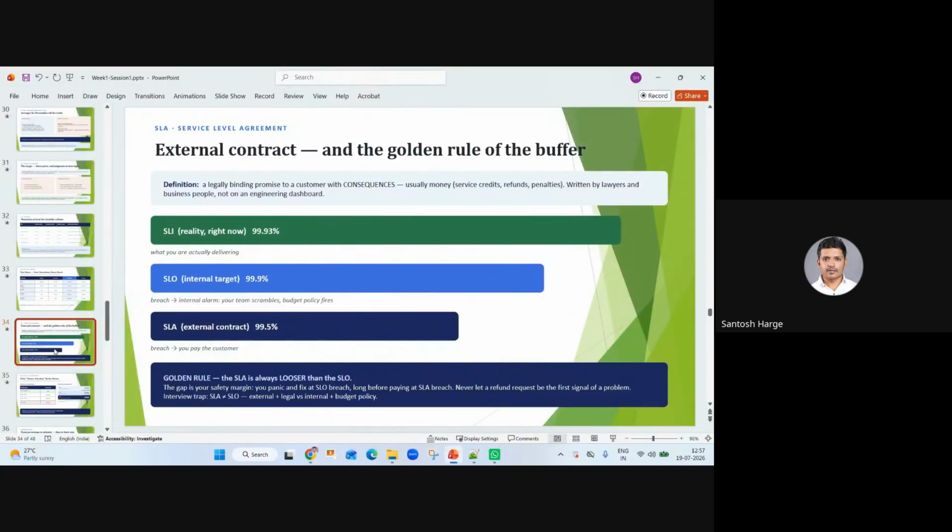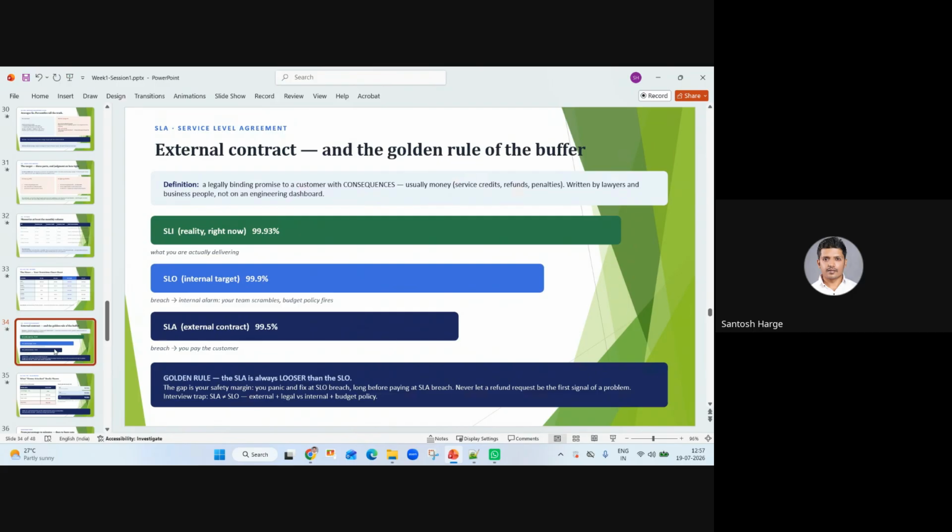We are planning to defend our system from breaching the SLA, isn't it? Otherwise, there will be a penalty for your service. That's why whatever SLO you set, it should be higher than your SLA.